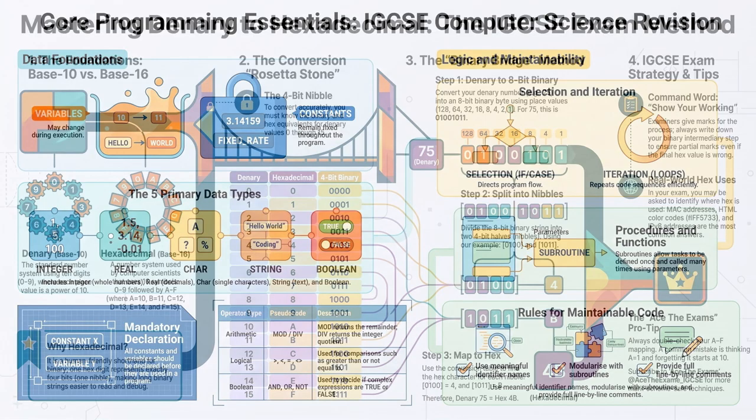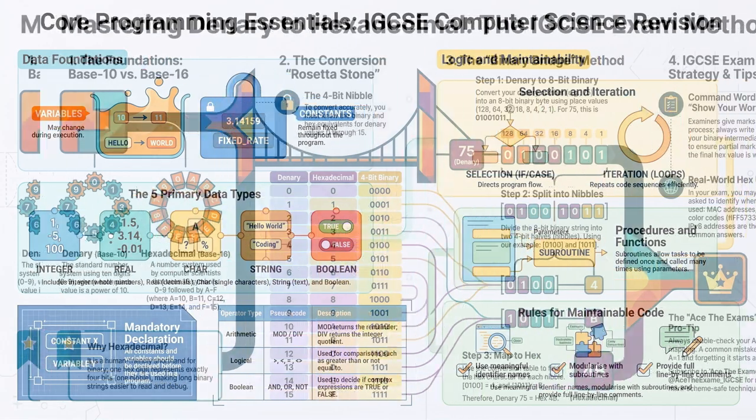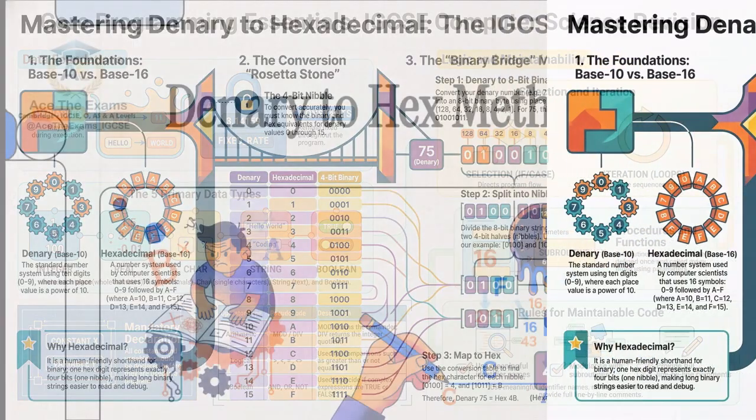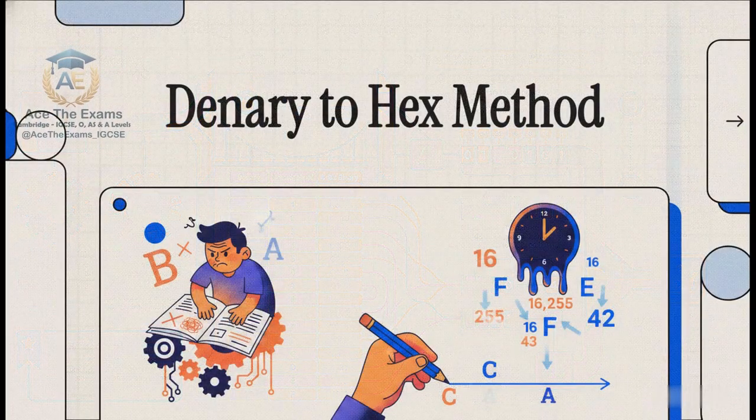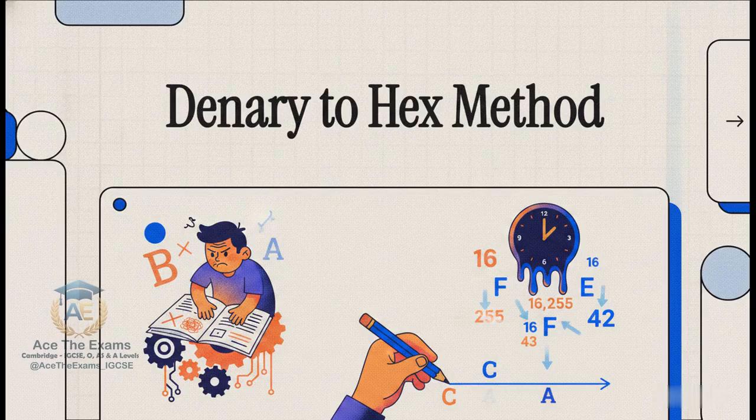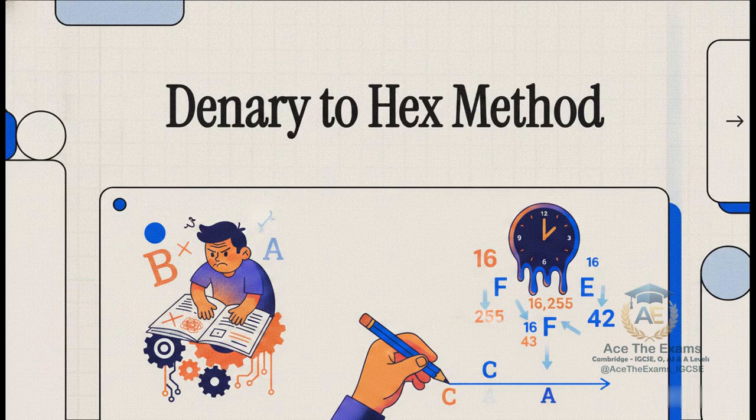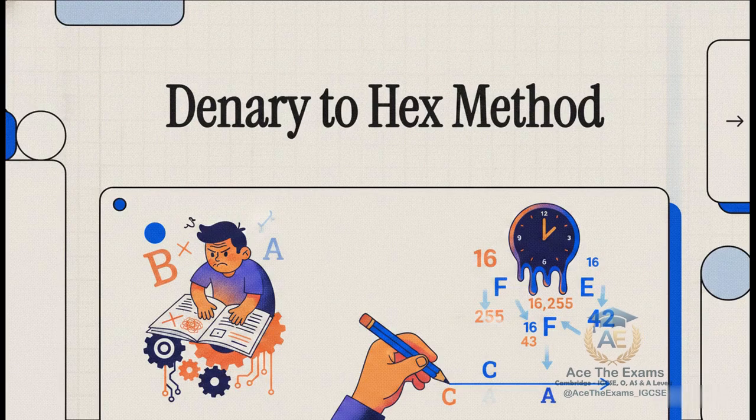You know, missing a single grade boundary because of a simple, careless error is honestly one of the most frustrating things that can happen in an exam, especially when you actually know the math. You've studied the theory, you totally understand how computers work, but under the pressure of that ticking clock, your marks just kind of slip away. Well, today, we are putting an end to that. We're going to take your Cambridge IGCSE computer science exam technique from completely flawed to absolutely flawless.